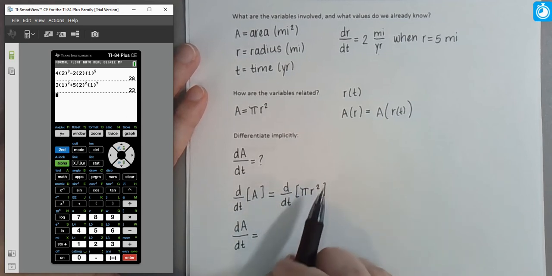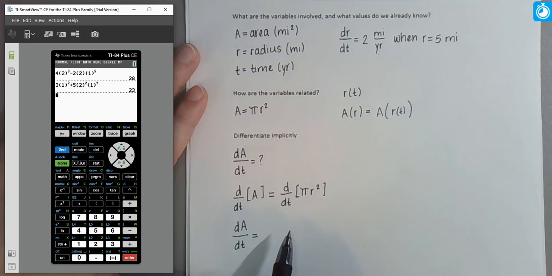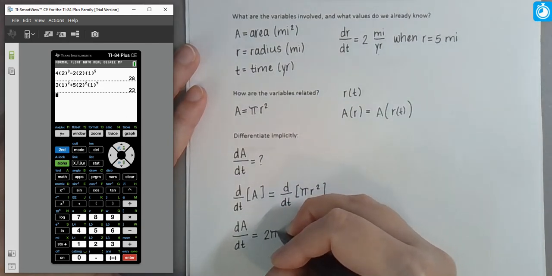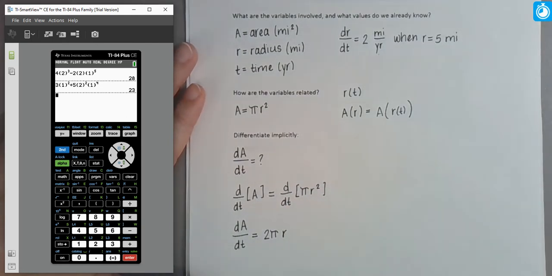So when you take the derivative, just forget about pi for the moment. You're going to bring down your 2. It's going to be multiplied by that number that's already there, that just happens to be pi, and then you just decrease your exponent by 1. So we have 2 pi times r.